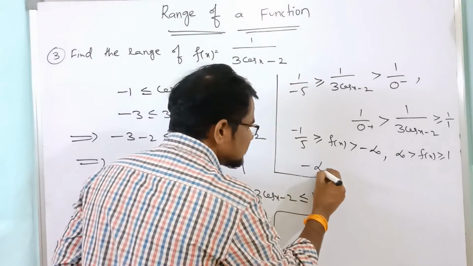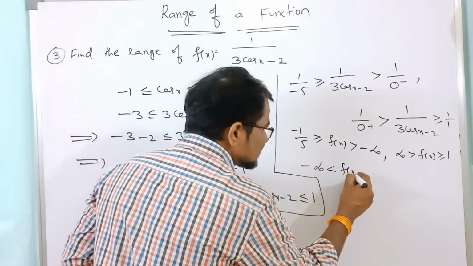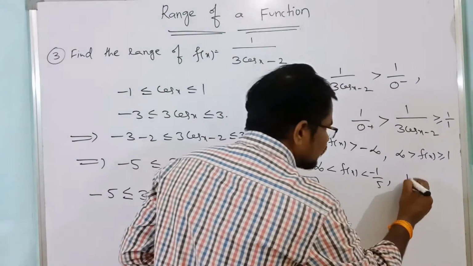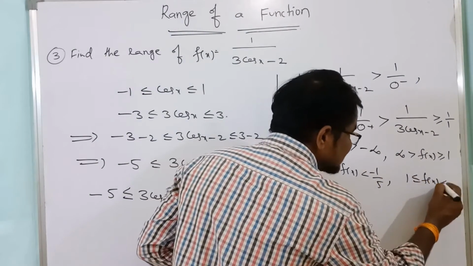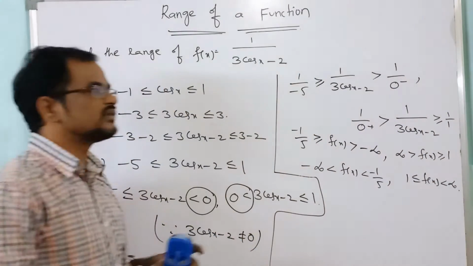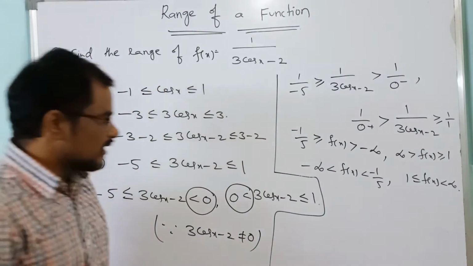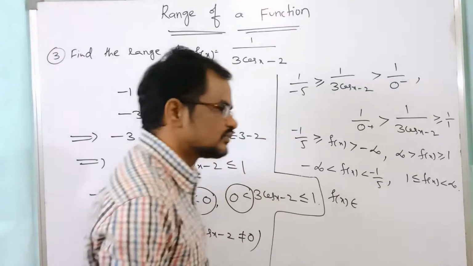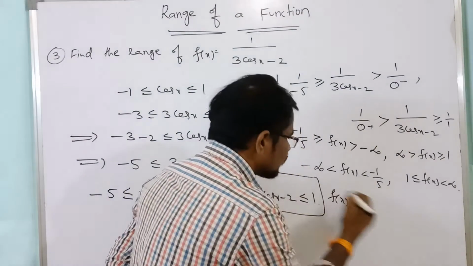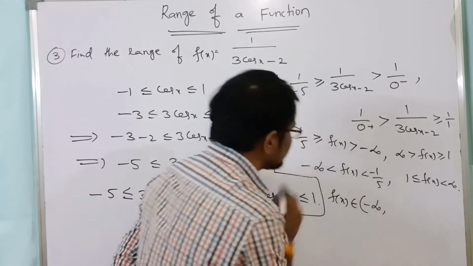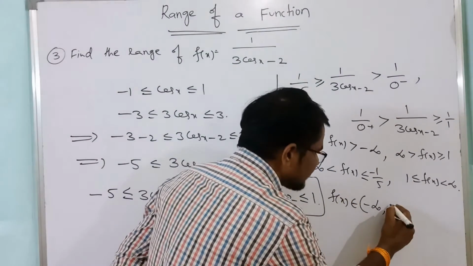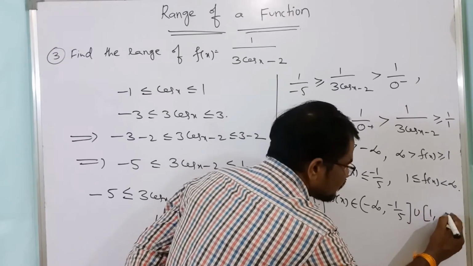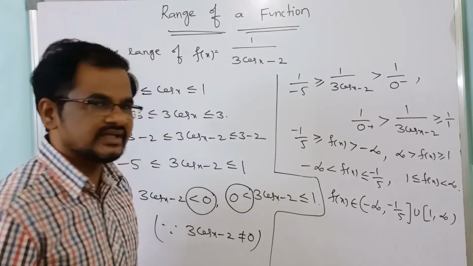That means minus infinity less than f of x less than or equal to minus 1 by 5, and 1 less than or equal to f of x less than infinity. Like this you have to take. And now f of x belongs to open interval minus infinity to closed interval minus 1 by 5, union closed interval 1 to open interval infinity.